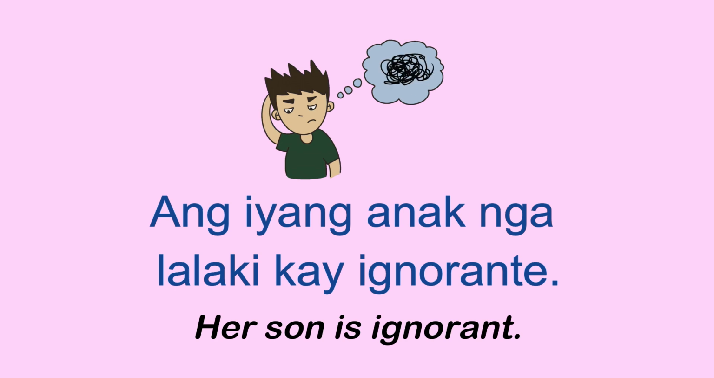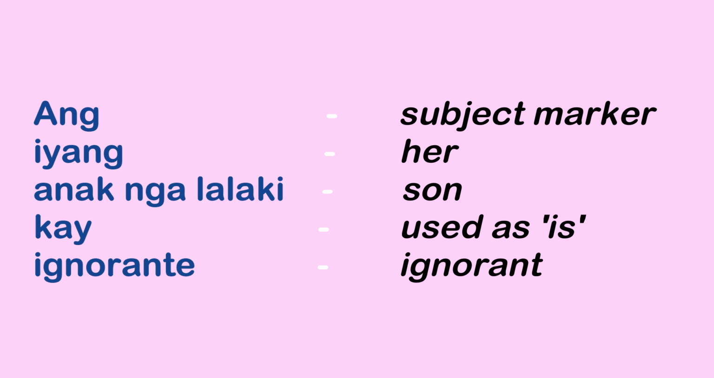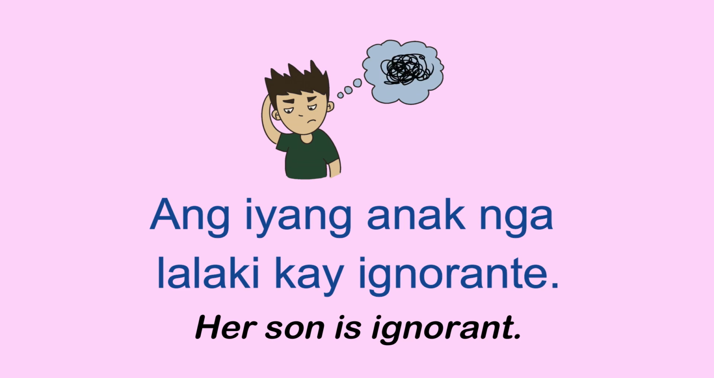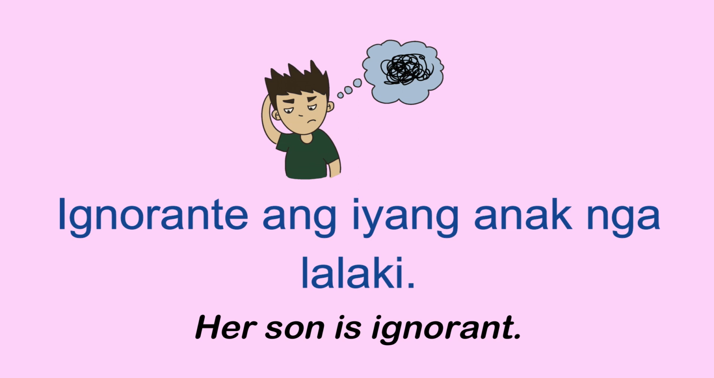So let's have a look at how that phrase is broken down. Ang is our subject marker. Iyang is used as her in the sentence. Anak na lalaki means son. Kay obviously is. And ignorante means ignorant in English. Her son is ignorant. Another way of saying it is to start with an adjective. Ignorante ang iyang anak na lalaki.